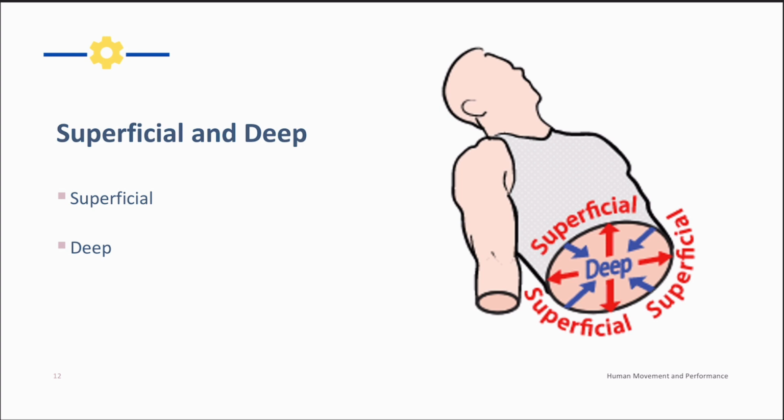Superficial and deep is often used to describe the location of different structures. Superficial means more towards the surface. Deep means more towards the center. So, some structures, such as the collateral ligaments of the leg, of the knee, I should say, are found very superficially. They're close to the surface of the body, versus the cruciate ligaments, the anterior and posterior cruciate ligaments, which are in the center of the knee joint, are more deep.